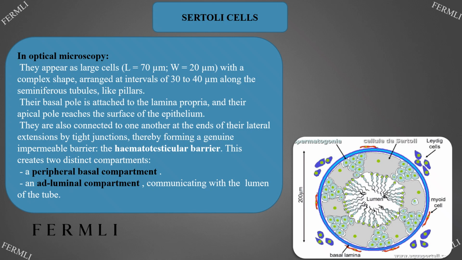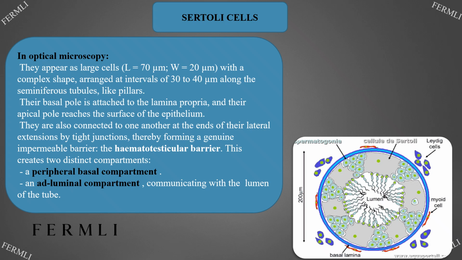Sertoli cells. In optical microscopy, they appear as large cells, L equals 70 µm, W equals 20 µm, with a complex shape, arranged at intervals of 30 to 40 µm along the seminiferous tubules, like pillars. Their basal pole is attached to the lamina propria, and their apical pole reaches the surface of the epithelium. They are also connected to one another at the ends of their lateral extensions by tight junctions, thereby forming a genuine impermeable barrier, the hematotesticular barrier.